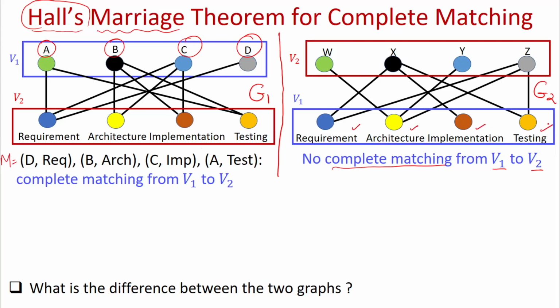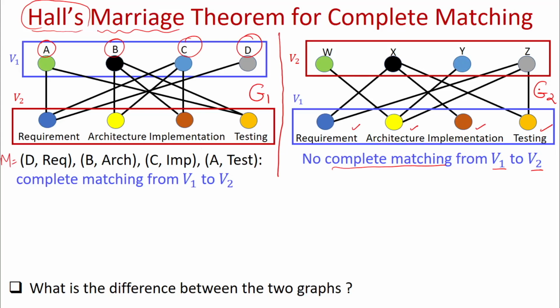So that's why complete matching from V1 to V2. I don't want to cover all the employees. It's fine if some employee is not assigned any job. My goal is to ensure that each job is taken care of, right? So that's why the complete matching is from V1 to V2. And it turns out that in graph G2, there is no complete matching from V1 to V2.